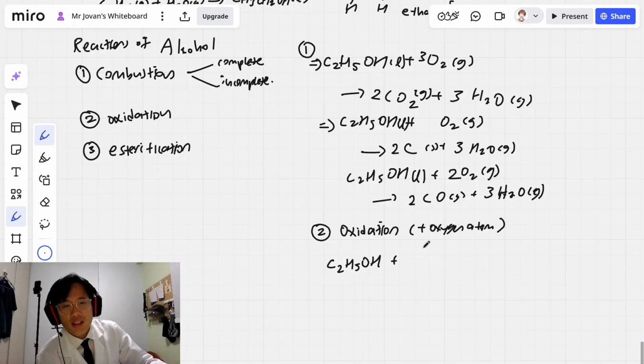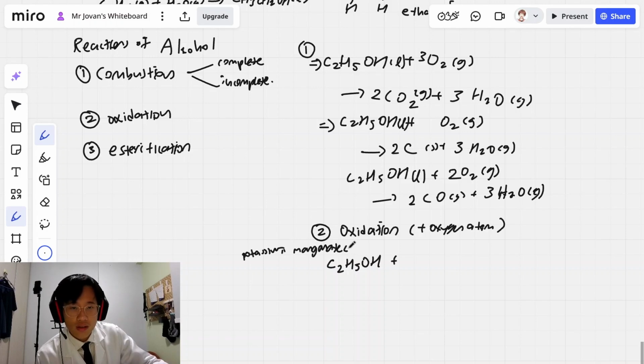Oh sorry, I forgot to talk about the reactants. For oxidation to occur, there are two ways it can occur. One is that we force it, or the second is that we just let it happen in air, where oxygen exists. Let's talk about what happens if I want to force it. If I want to force it, I need an oxidizing agent to oxidize this ethanol. One of my favorite oxidizing agents is potassium manganate.